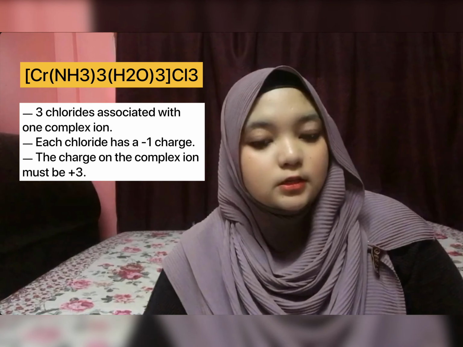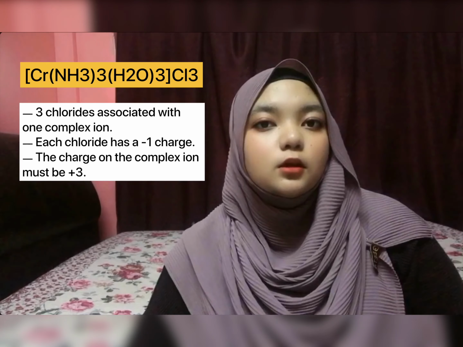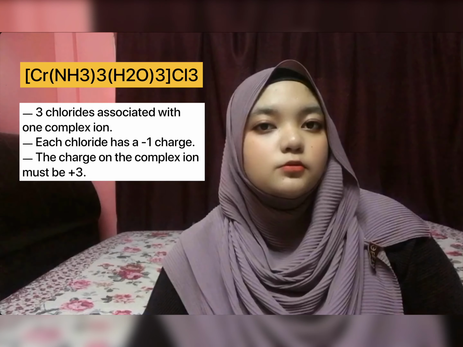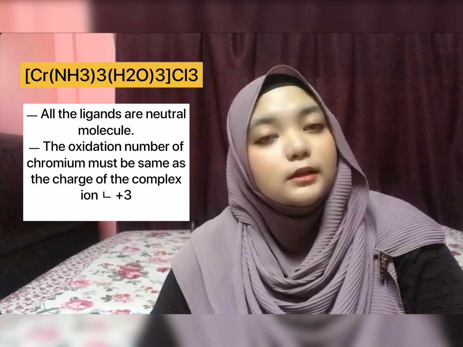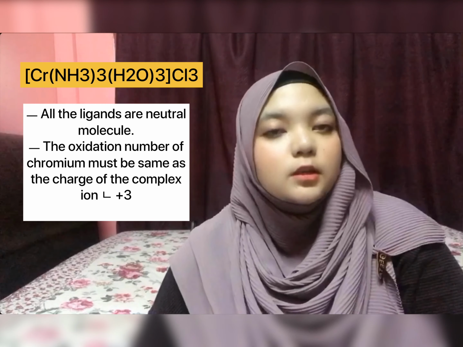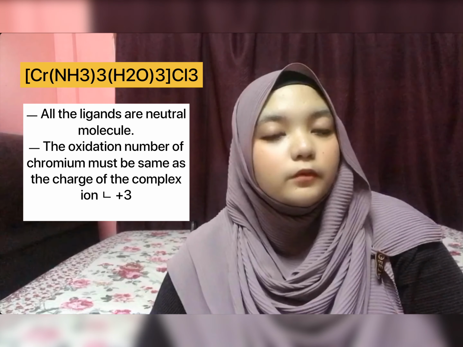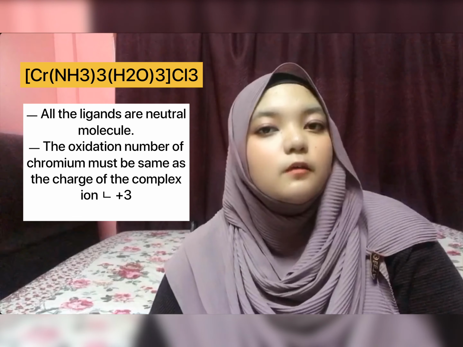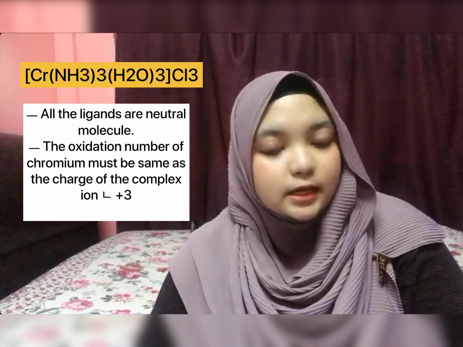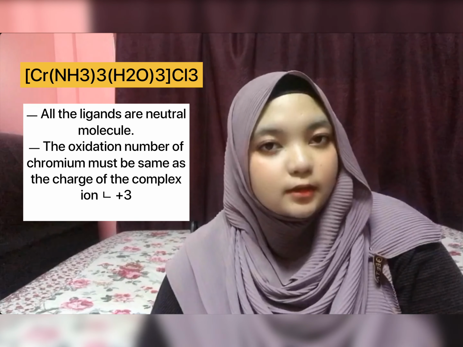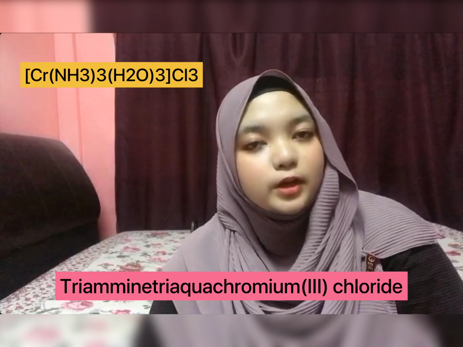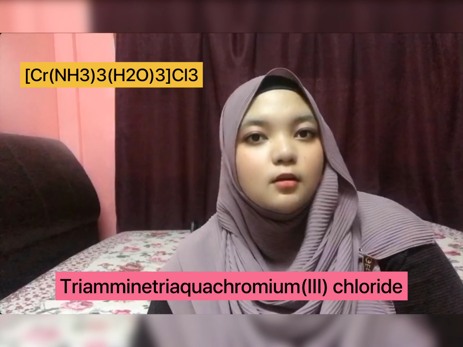Since there are three chlorides associated with one complex ion, and each chloride has a negative one charge, the charge of the complex ion is +3. We can see all the ligands are neutral molecules, therefore the oxidation number of chromium must be the same as the complex ion, which is +3. So we can name it triamminetriaquachromium(III) chloride.